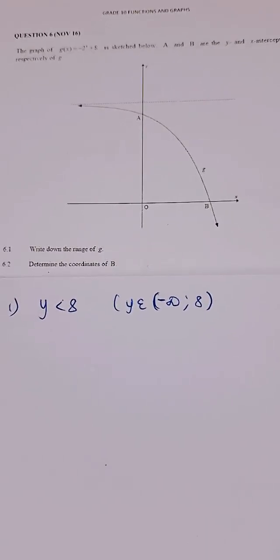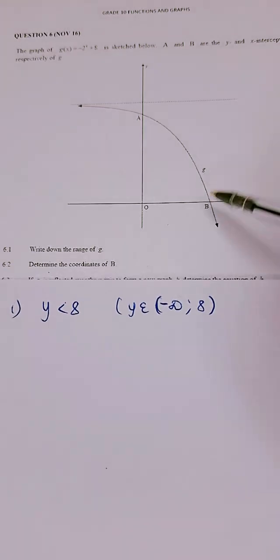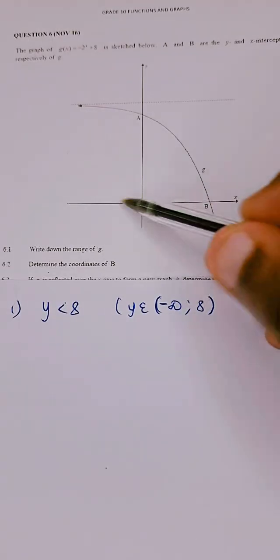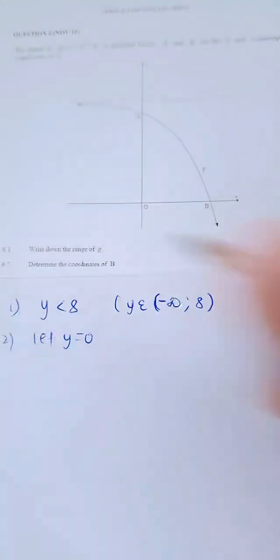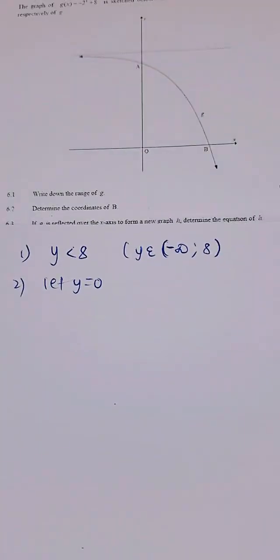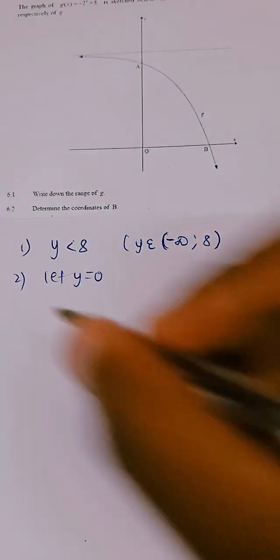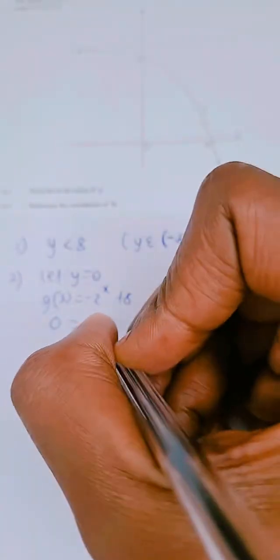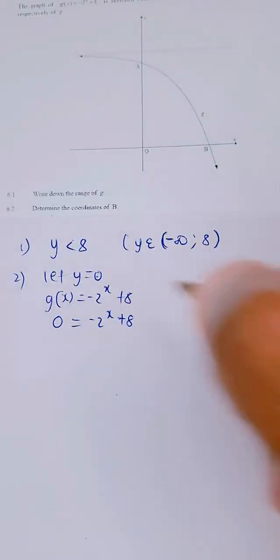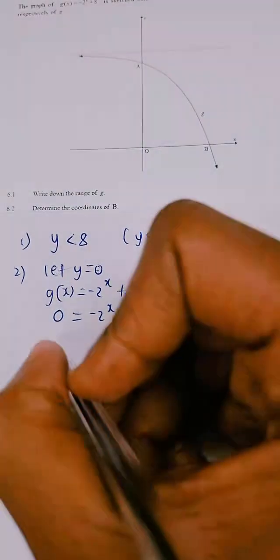Determine the coordinates of B. We ask the same question: where is B? B is on the x-axis. What do we know about the x-intercept? We let y be equal to 0. What is the equation of g? g of x is equal to negative 2 to the power x plus 8. So we substitute in the place of g: 0 is equal to negative 2 to the power x plus 8. We transpose the 8.